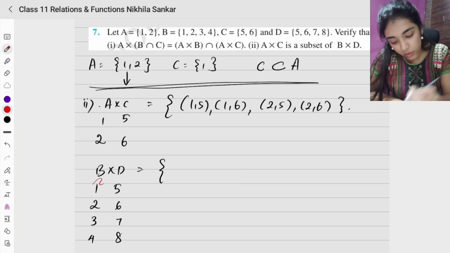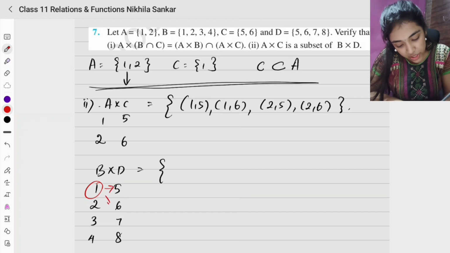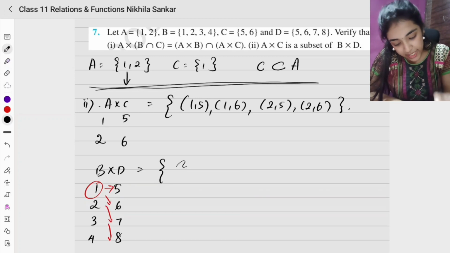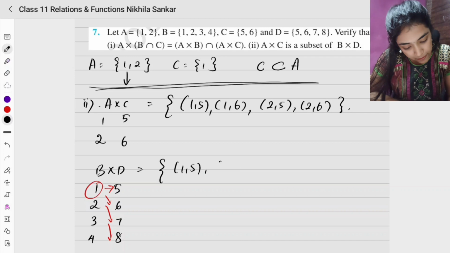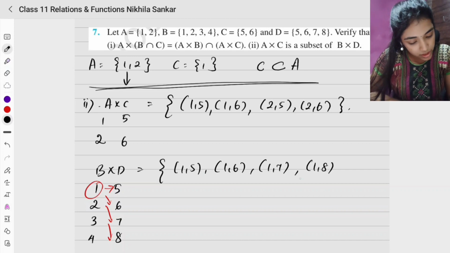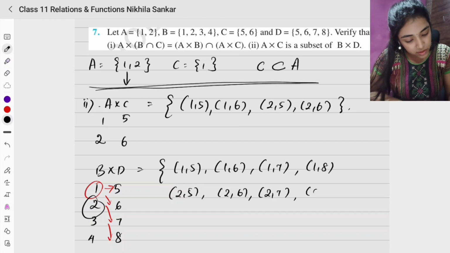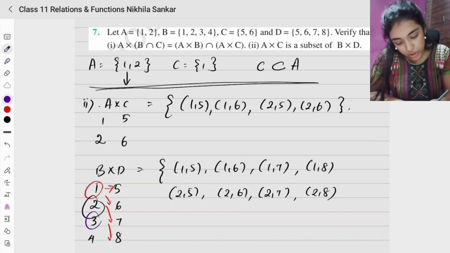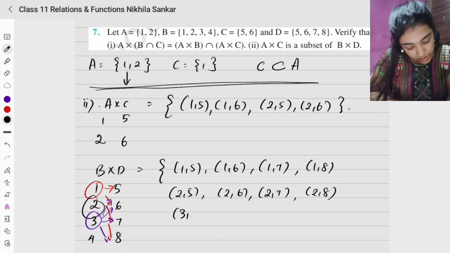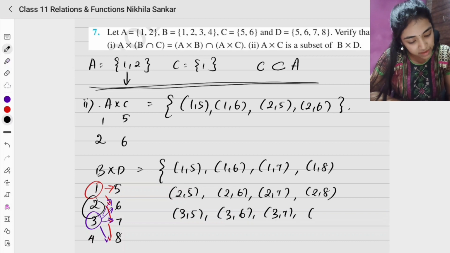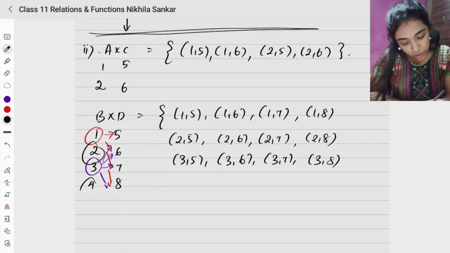Taking 1, I'm going to cross it with each and every element in the set D. So I'll have (1,5), (1,6), (1,7), (1,8). Now I'm going to take 2, so I'll have (2,5), (2,6), (2,7), (2,8). Now I'm going to take 3 and cross it with each and every element of D. So I'll have (3,5), (3,6), (3,7), (3,8). Now I'm going to take 4.